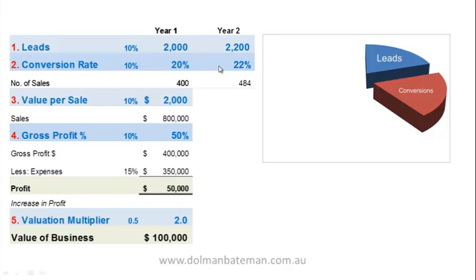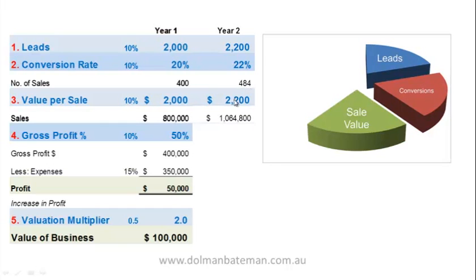Then we're going to look at increasing the conversion rate, that's the number of sales we've got from the number of leads. We're going to increase the conversion rate from just 20% by 10%, so just an extra 2%. There's a number of ways we could do that. It could be we're a little bit better at selling, or we change the value proposition around. So we've increased the number of sales from 400 to 484.